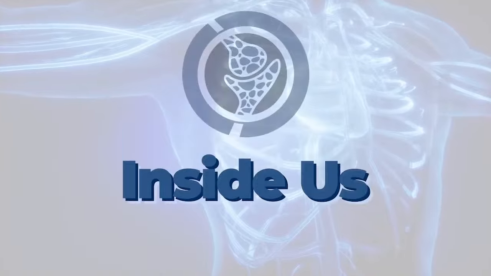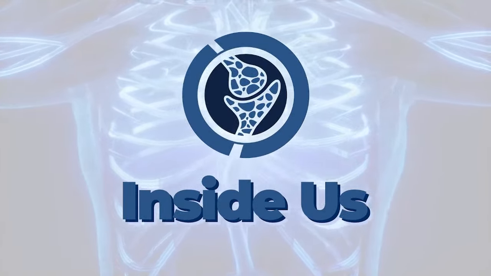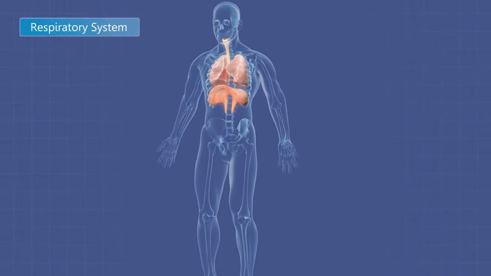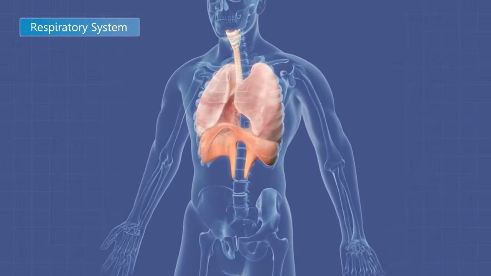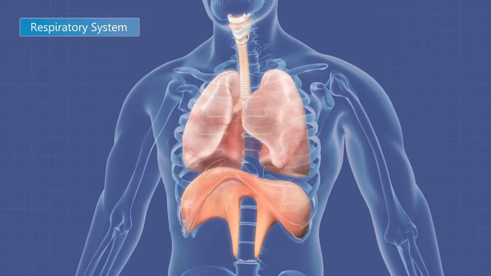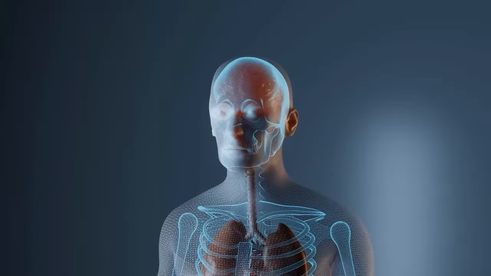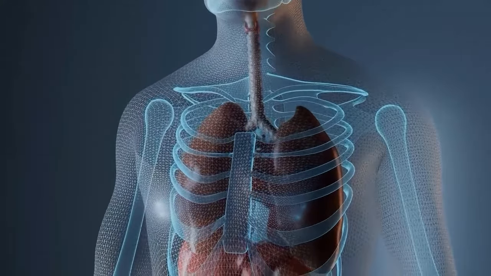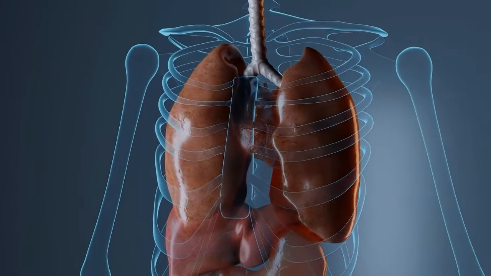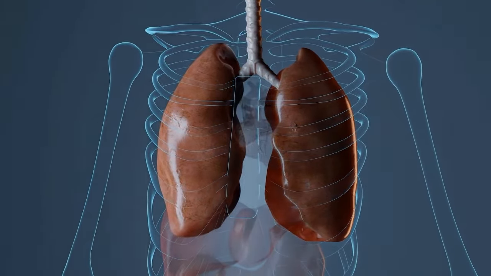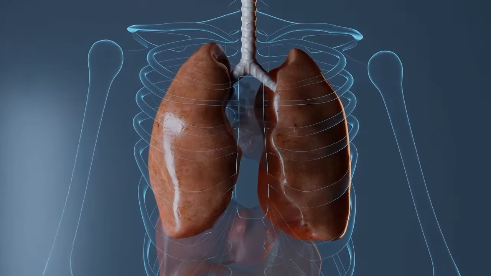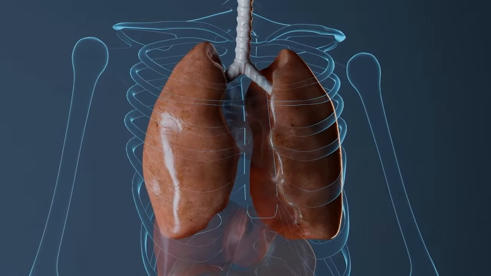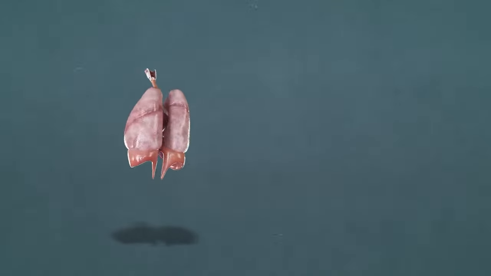Hi, and welcome to Inside Us. In this video, we will talk about the respiratory system and its role in the human body. The respiratory system is a group of organs responsible for taking in oxygen, eliminating carbon dioxide, and maintaining proper pH balance in the body. It consists of the nasal cavity, pharynx, larynx, trachea, bronchi, bronchioles, and alveoli.